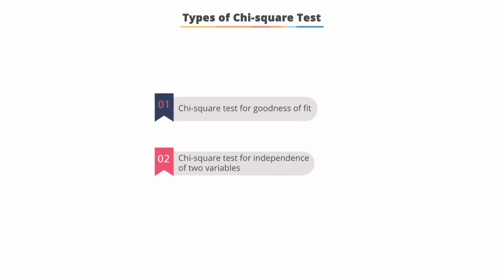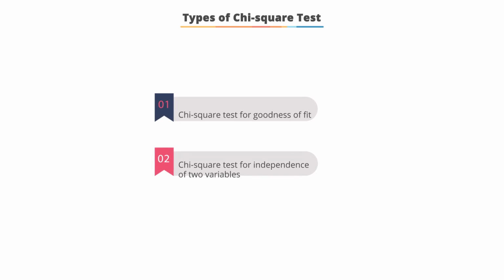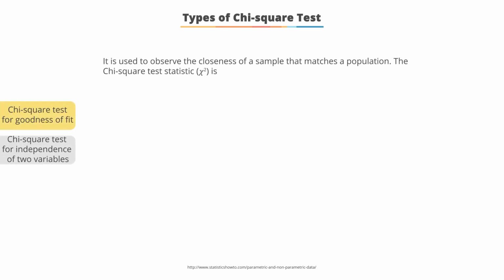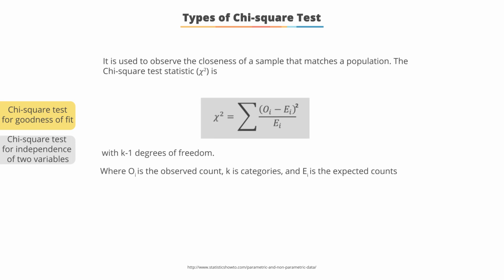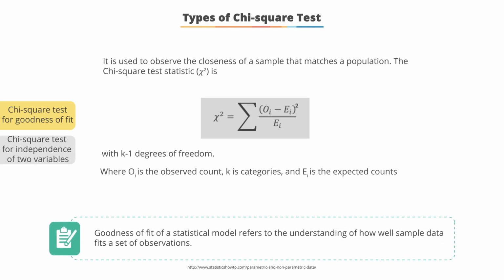So, when using a chi-squared test, generally we're doing a goodness of fit test, but sometimes we look at independence of two variables as well. When we're doing a goodness of fit test, it's used to observe the closeness of a sample to match the population. So the chi-squared test, and chi is denoted as that x that you see squared, equals the sum of the observed count minus the expected count squared divided by the expected count. And this is k minus 1 degrees of freedom, where k is the number of groups. The goodness of fit is really looking at how well the sample data will fit this set of observations.